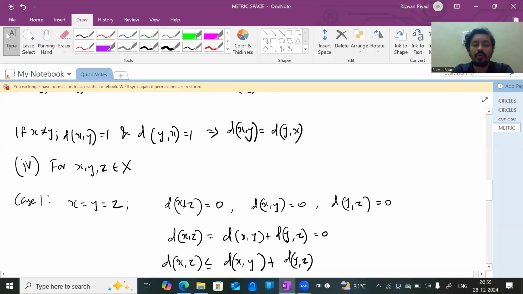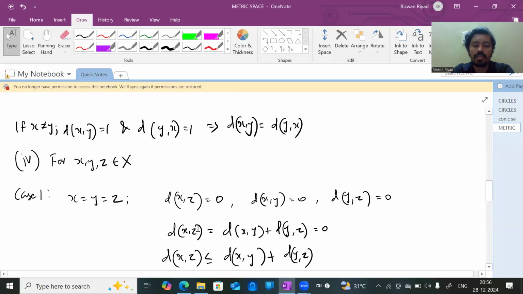Now, if x equal to y equal to z, then what is d of xz? That is 0 by the definition, because x and z are equal. So d of xz equal to 0. Okay, what is d of xy? That is also equal to 0 because x equal to y by the definition. Okay, what is d of yz? That is also equal to 0 by the definition because y and z are equal. So d of xz equal to 0, d of xy equal to 0, and d of yz is also equal to 0.